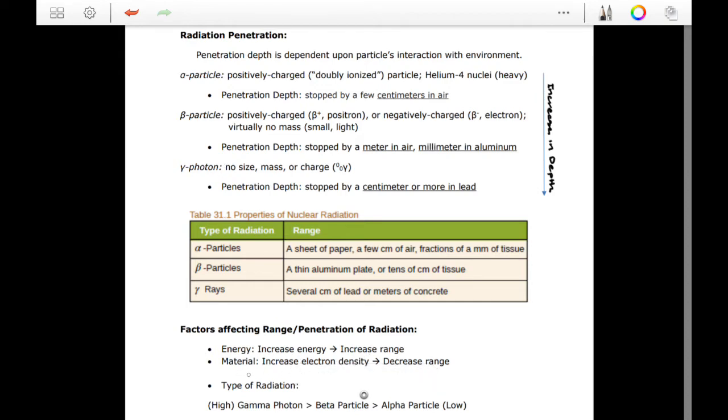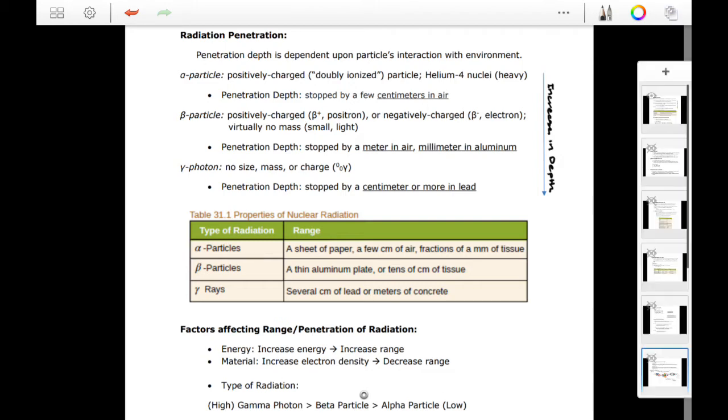Next we have material. Whenever you have an increase in electron density in a material, it's going to result in a decrease in range for a particle or the photon, because the particle is going to have a greater interaction with the environment. And lastly, the type of radiation, as we've already prefaced, is that gamma photons have the highest penetration, whereas alpha particles have the lowest.